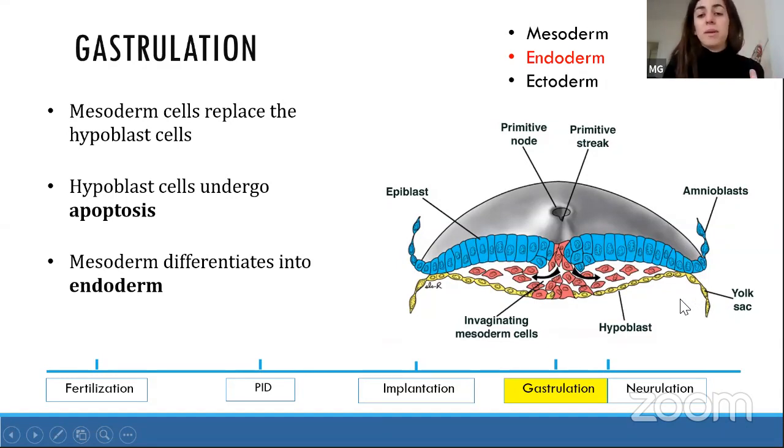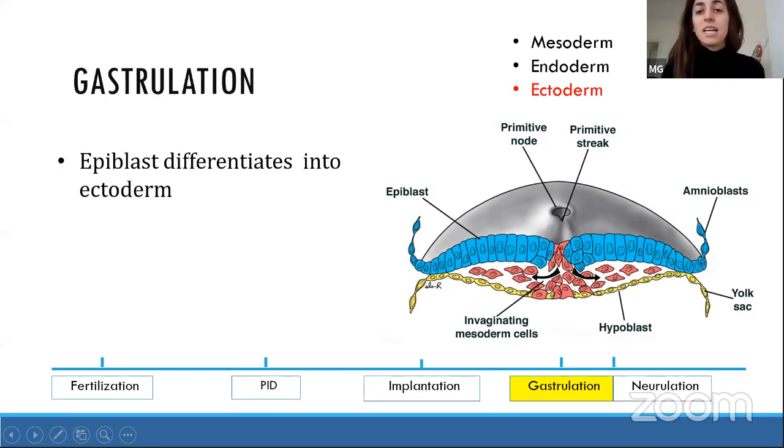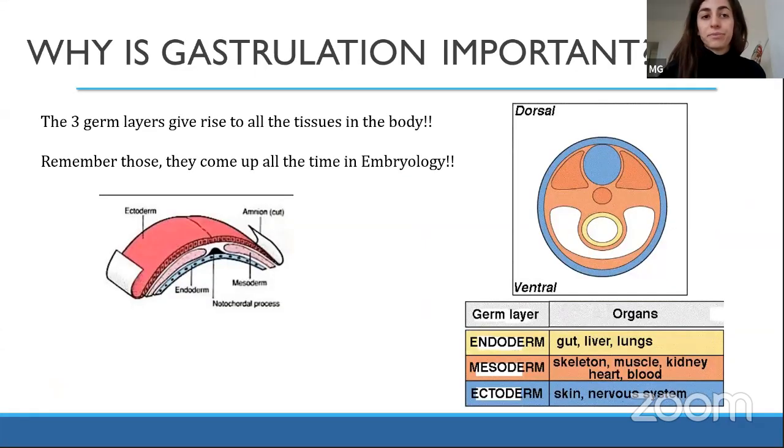So mesoderm comes from the epiblast, and then the endoderm also comes from the epiblast because it comes from the mesoderm, right? So we can see the movement of the cells replacing the hypoblast over here. And then finally, the epiblast that is still there will differentiate into ectoderm, okay? So this means that we have our three layers: mesoderm, endoderm, ectoderm. So I hope this all makes sense. Let me know if you have any questions.